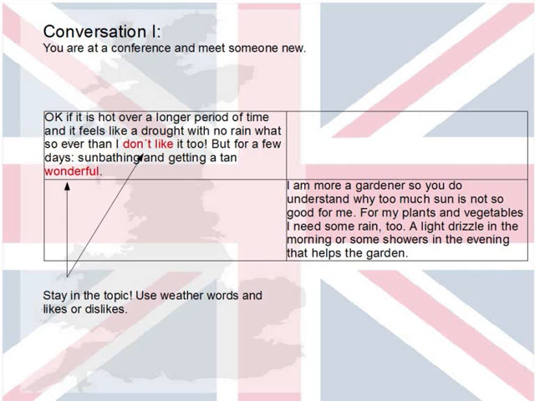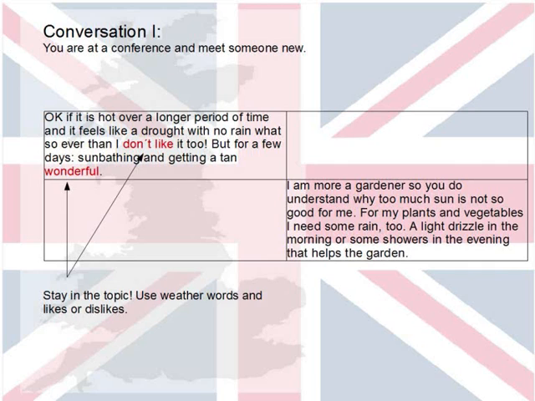Then over to Tom. I am more a gardener, so you do understand why too much sun is not so good for me. For my plants and vegetables I need some rain too. A light drizzle in the morning or some showers in the evening, that helps the garden. Right, let's dig in again.